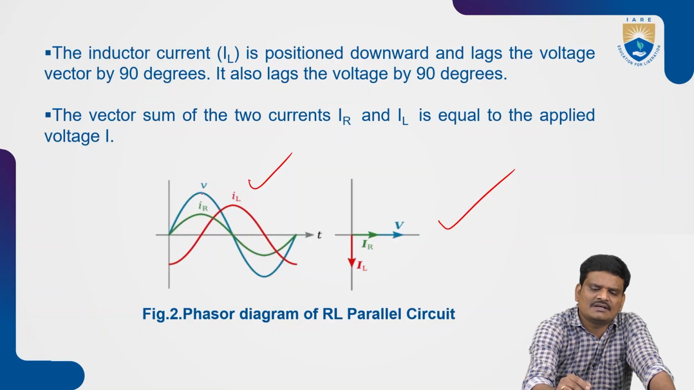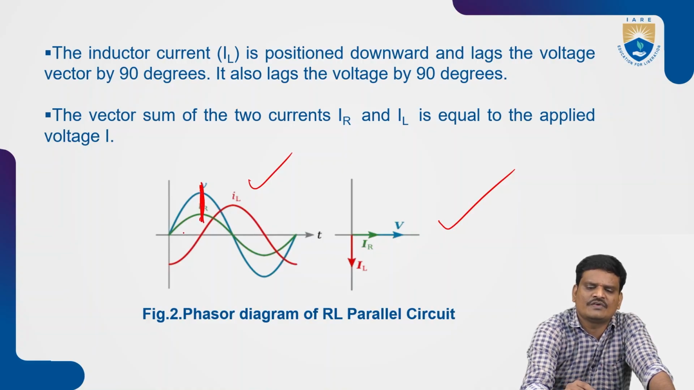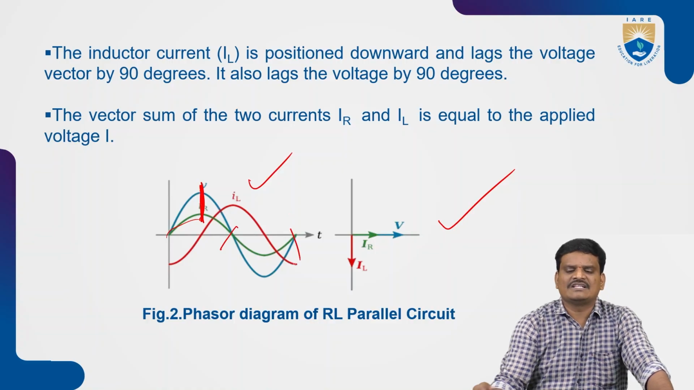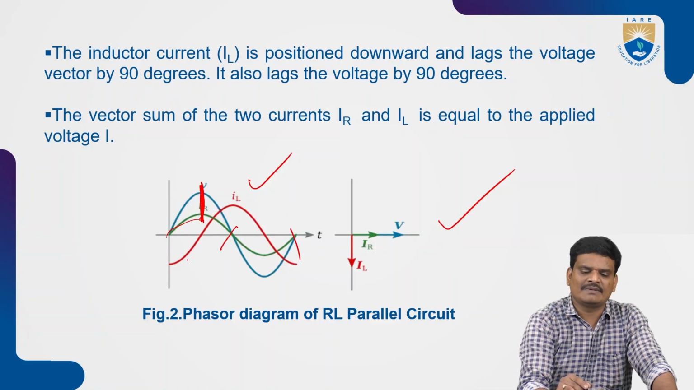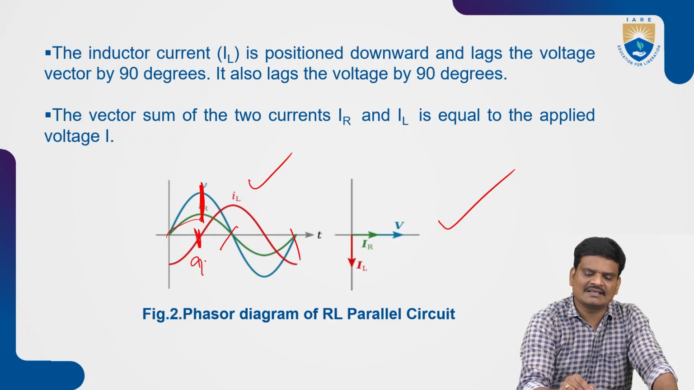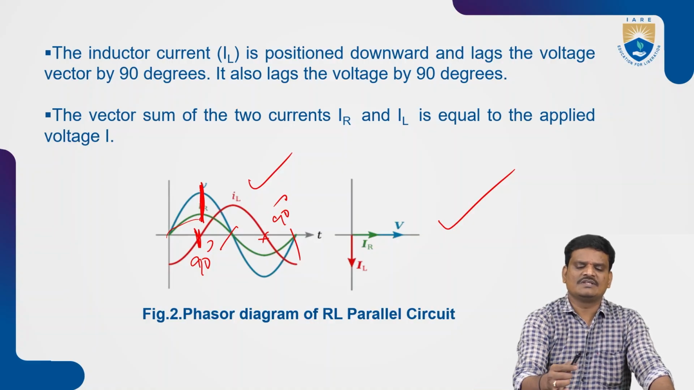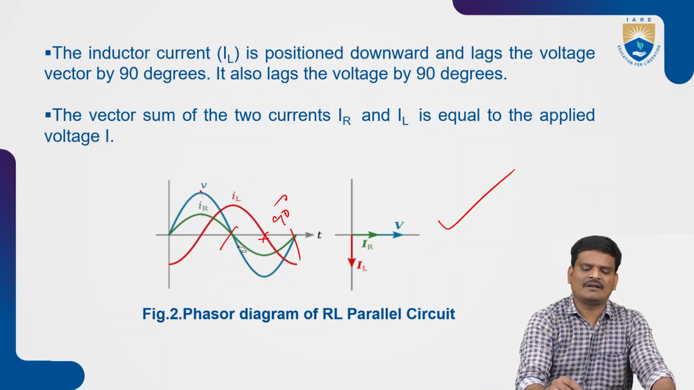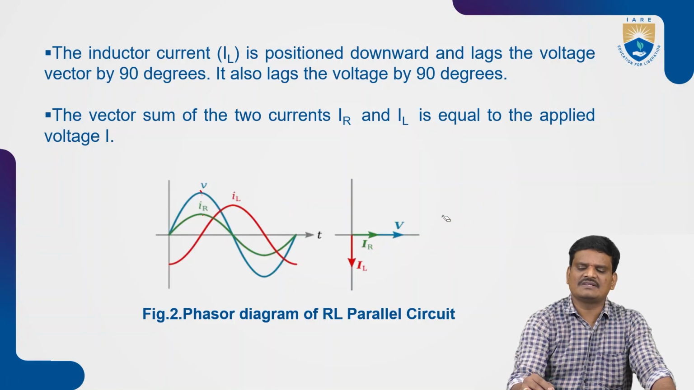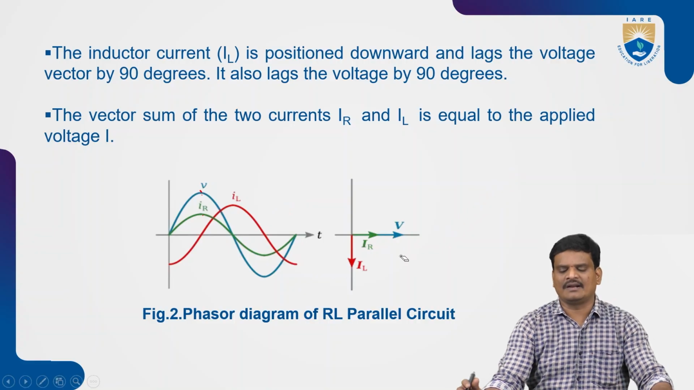As we know, voltage will be in phase with current with respect to a resistor, so you can see in these two waveforms the phase angle difference maintained at each point is 0. As we know that current lags the voltage by 90 degrees, you can see the current lagging the voltage by 90 degrees at each point. So this is the waveform representation, and this is the phasor diagram representation of a parallel RL circuit.